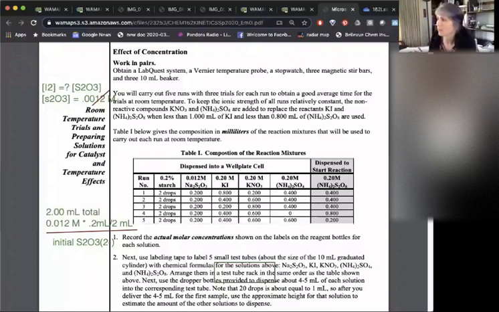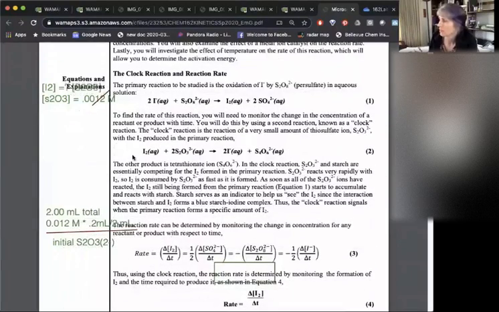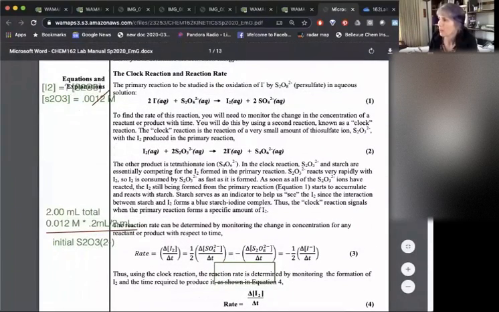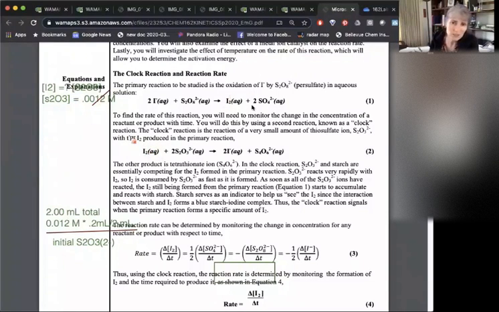So if we go back to that first equation, what gets used up in this equation is what is formed in this equation. And we know how much gets formed because as soon as it sticks around and gives us a color change, we stop the stopwatch. So that certain amount, 0.0006 molar iodine, is formed in equation 1 and used up in equation 2 by the time the stopwatch clicks.